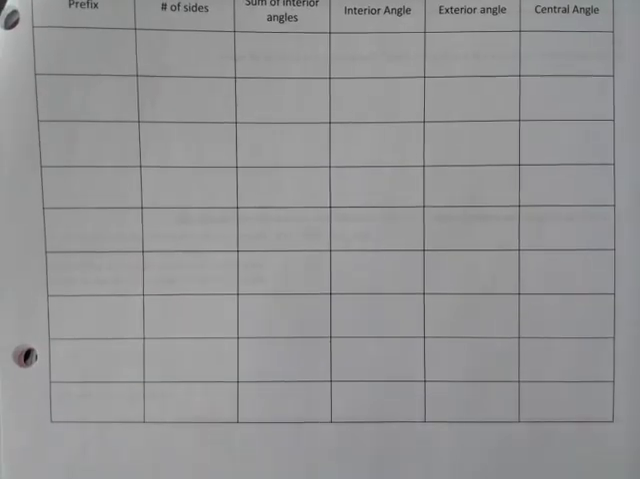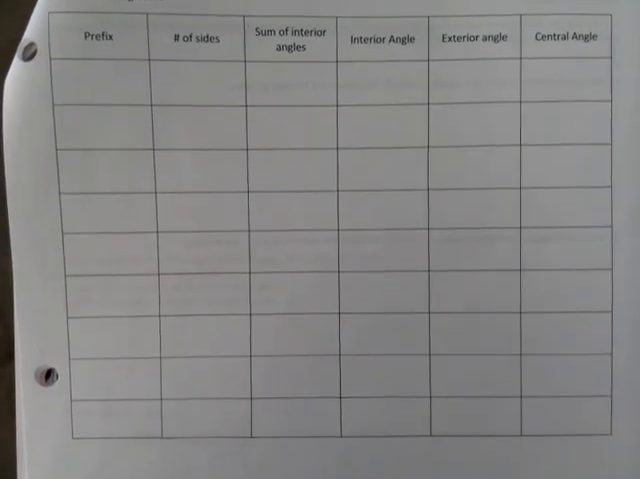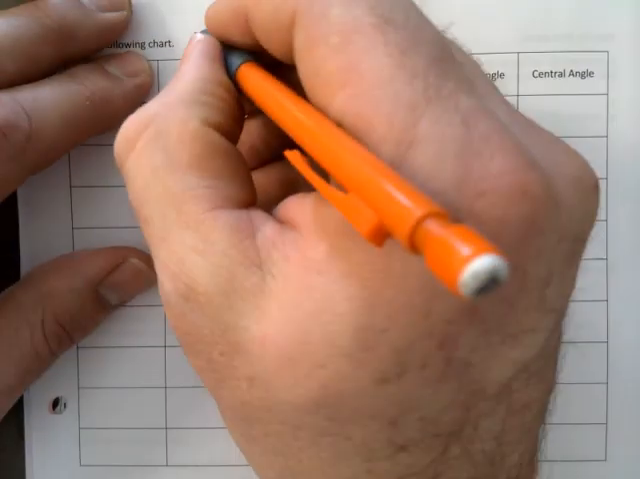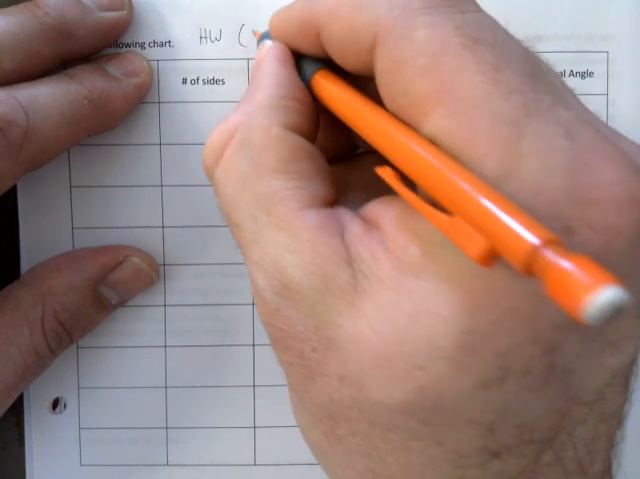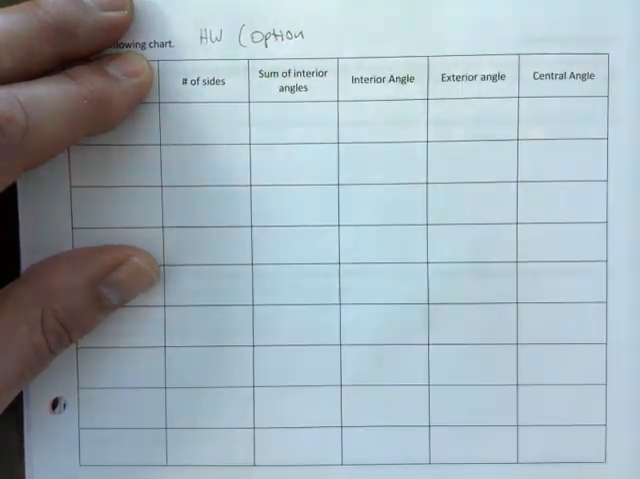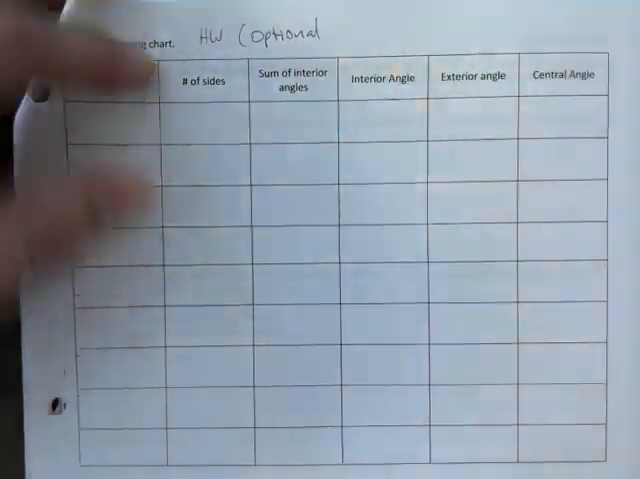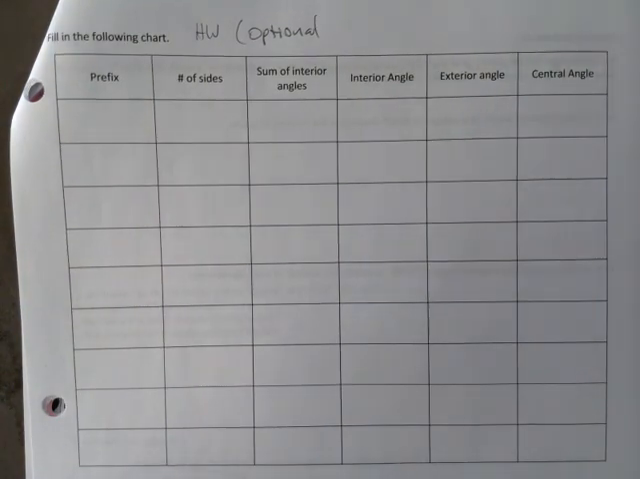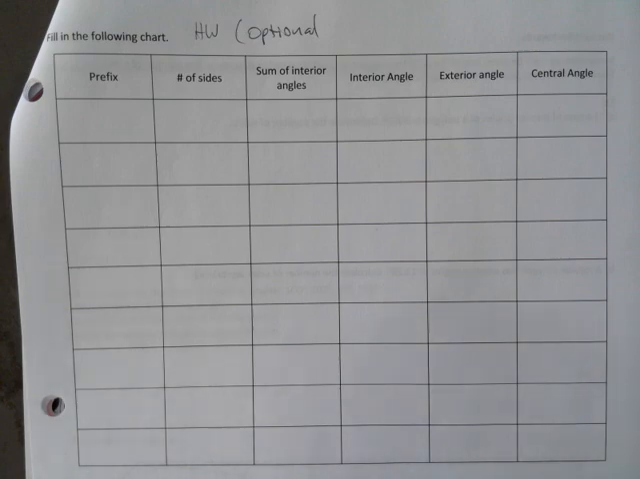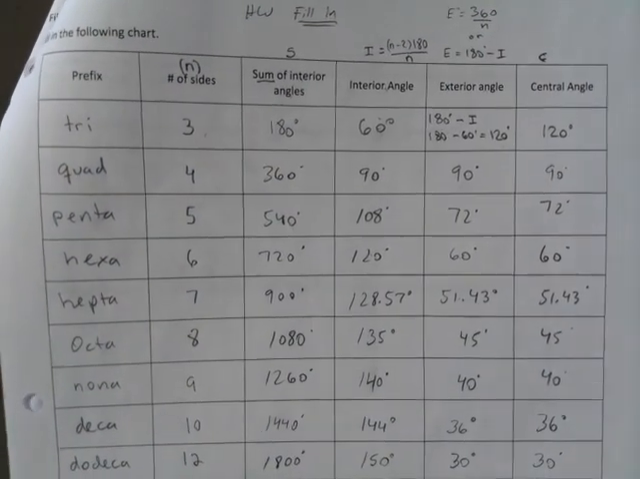So we're gonna skip this table right here. I'll tell you, this is optional. If you wanna practice, I would call this homework optional. This is on page 16, and I'll show you what it looks like when it's all filled in, right?